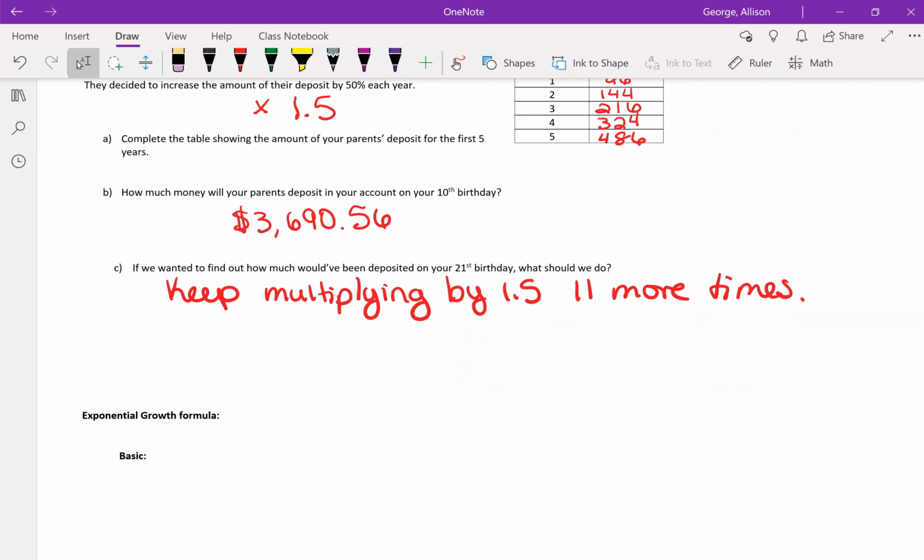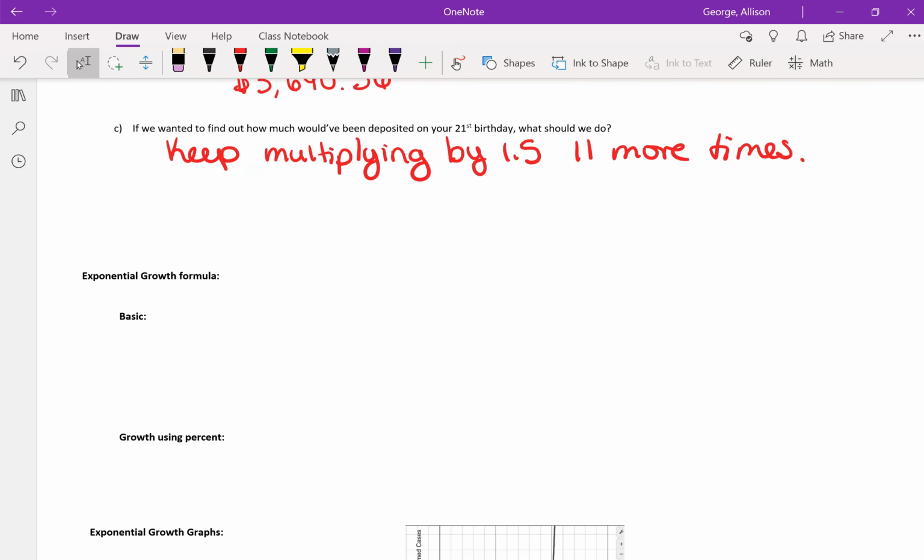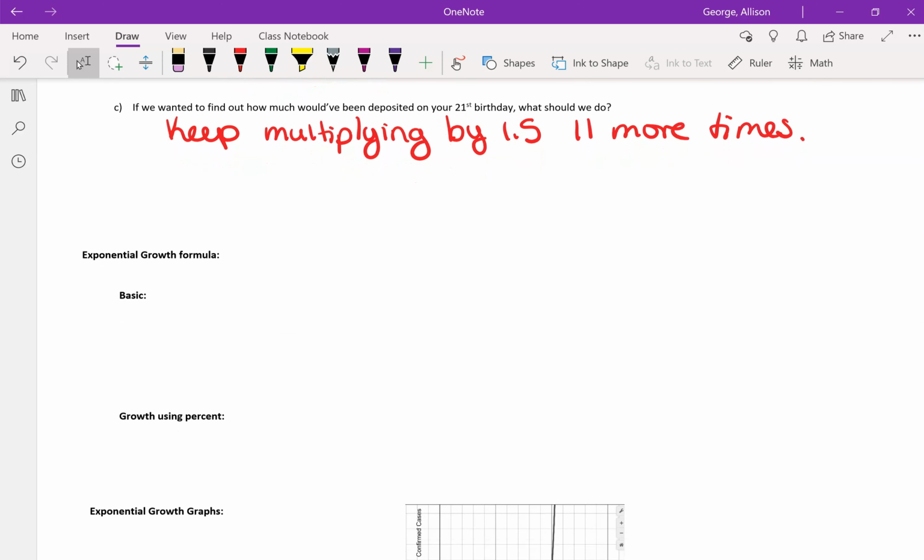All right, so the way to figure that out is an exponential growth formula. And there's two. There's one that's kind of basic, and then one that works if you have a percent. So for the basic one, it's y equals a times b to the t. Sometimes you'll see that as y equals a times b to the x. It's interchangeable. You can do it either way.